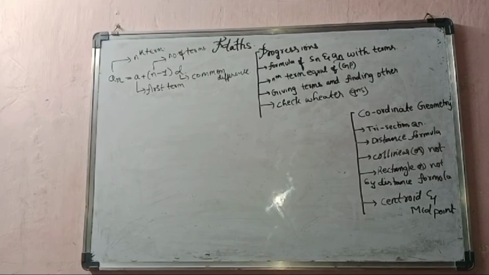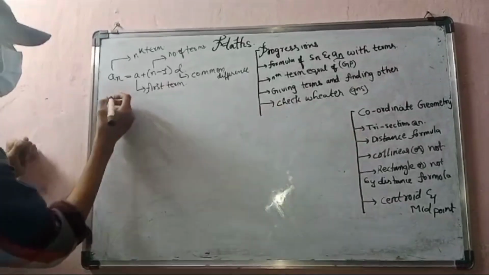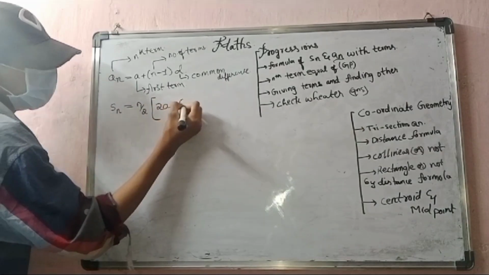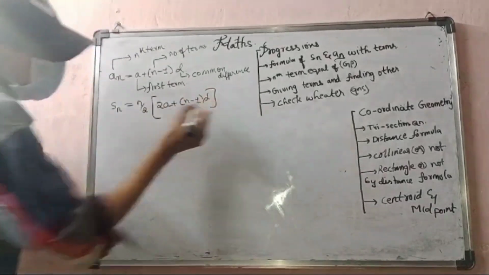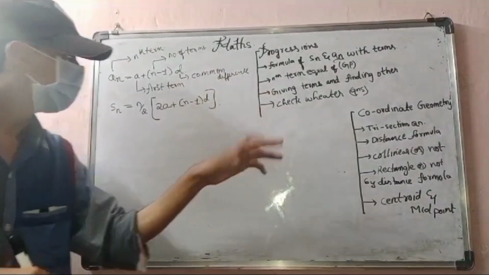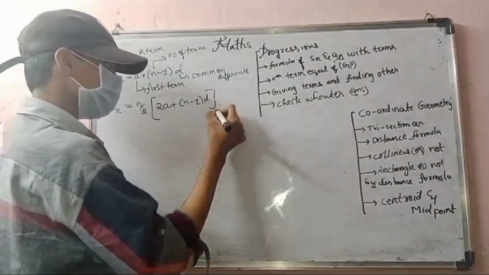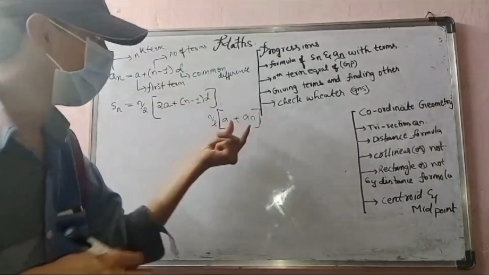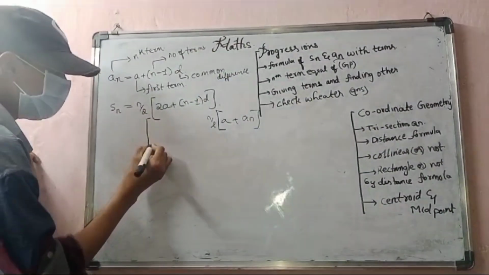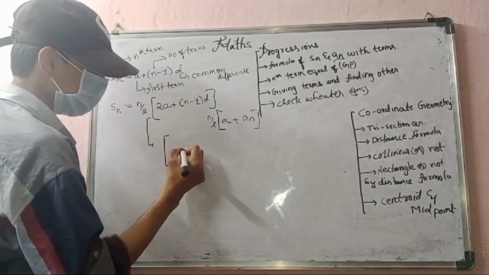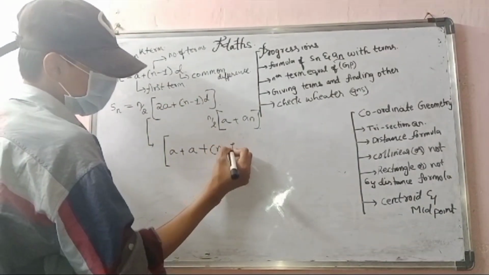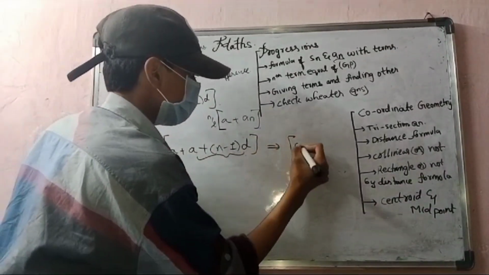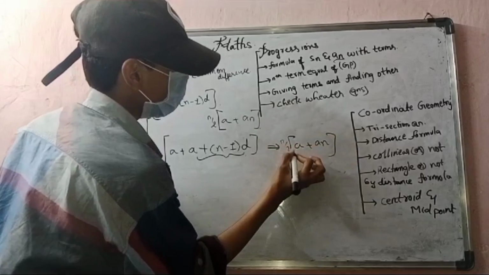Now S, for sum of all terms. Sn equals n by 2 into 2a plus n minus 1 into d. In some other classes they teach it as n by 2 into a plus An. It is also correct, but I will tell you how it comes. Some people write 2a plus n minus 1 into d as a plus (a plus n minus 1 into d), and this total term becomes An. So they write a plus An. This is also correct. If you write this, nothing will happen.